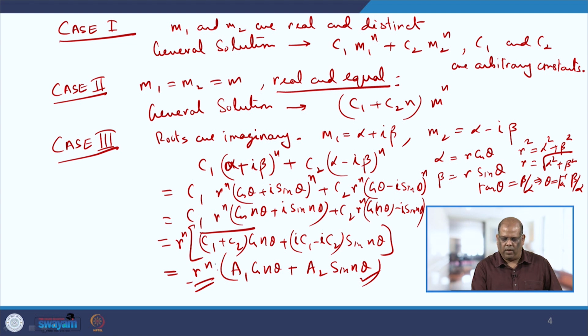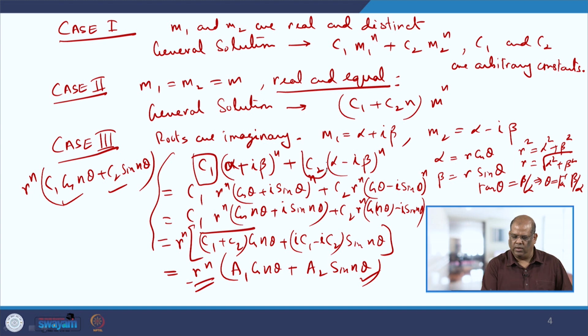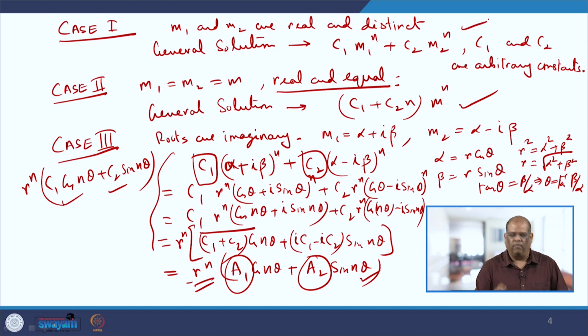You have to remember this derivation is not required for remembrance; it is for the sake of understanding how you are getting this formula. So, you can straight away remember the general solution will be of the form r to the power n (C1 cos n theta plus C2 sin n theta). Obviously, this C1 and this C2 are different from the earlier C1. I just replace A1 and A2 by C1 and C2, so that it is easy to remember the formula.